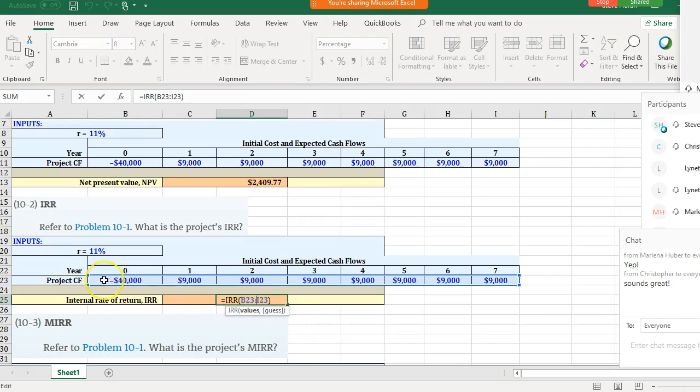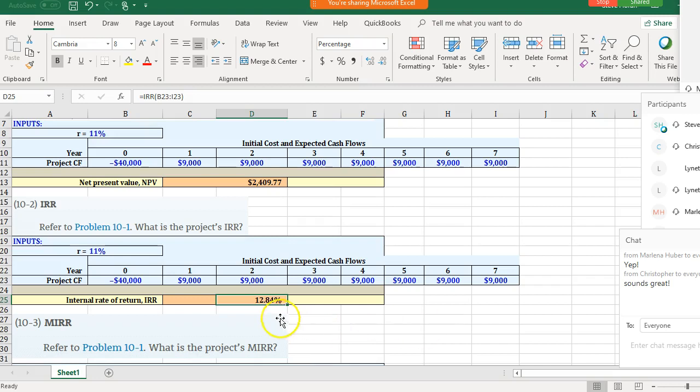It just brings in the sum of my initial cash outflow and all my positive future cash flows. That's my range right there. Okay, so I just want you to see that that's the range that I need to use and go from there. It basically just returns a percent, and that's the percent return on the investment. So if I spend $40,000 today, get $9,000 a year for 7 years, I get a return of 12.84%.